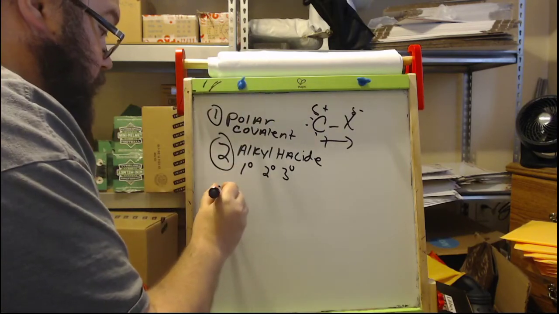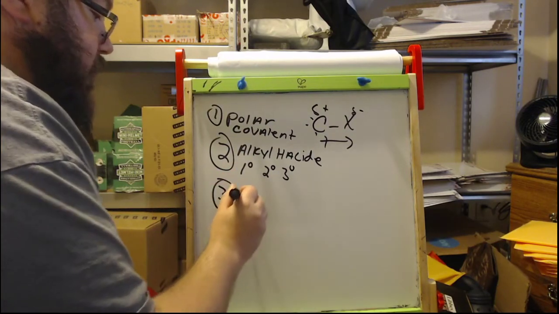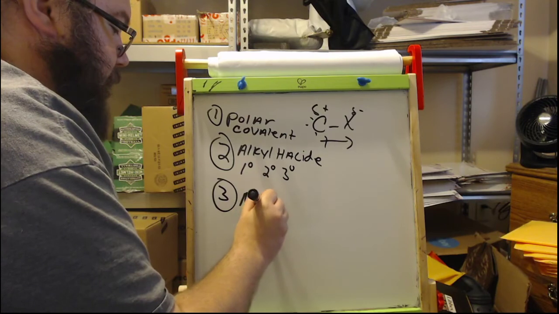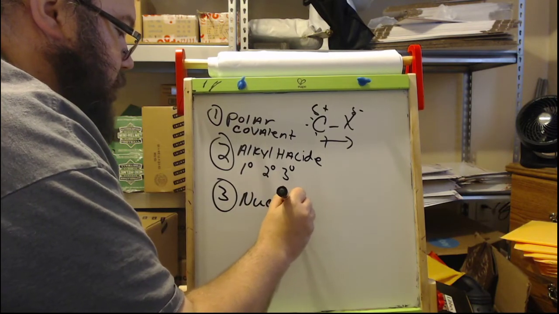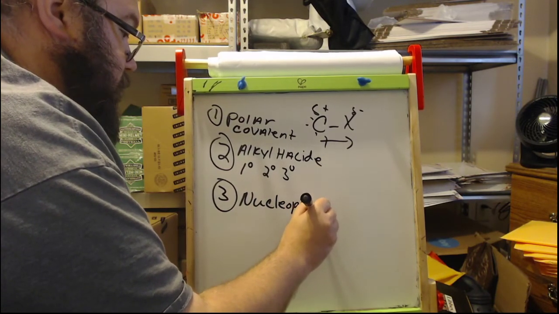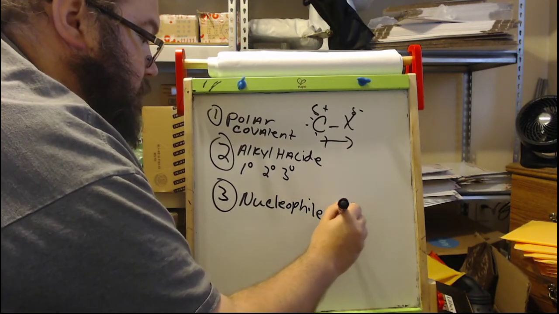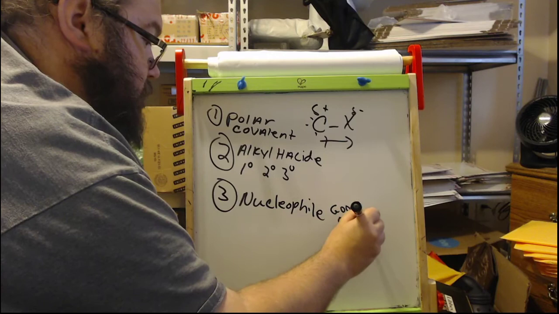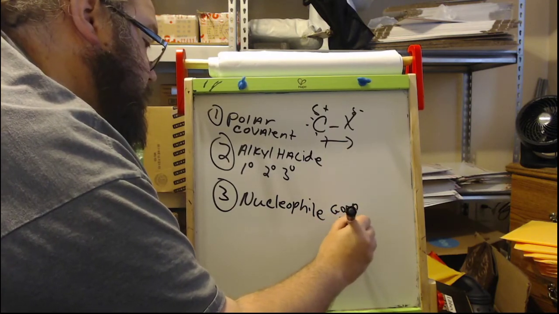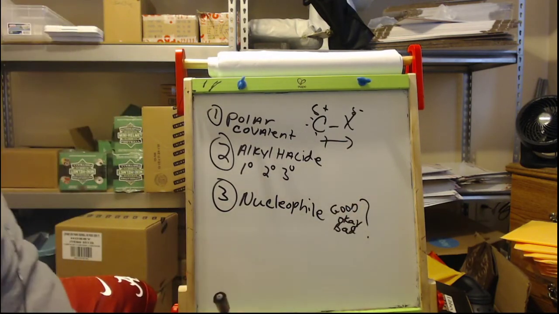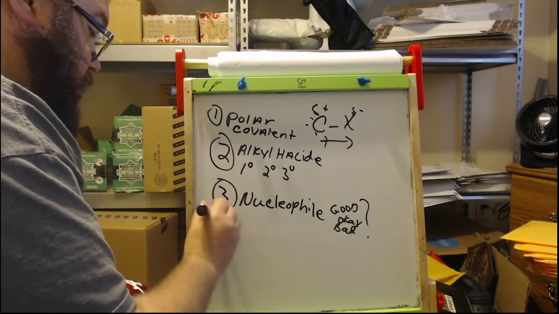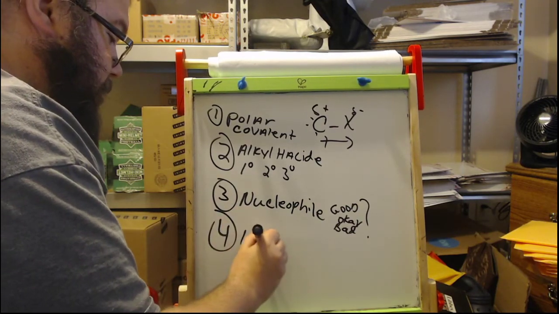Third, what is our nucleophile? Is it a good one? An okay one? A bad one? And we'll talk about that. Fourth, what is our leaving group?